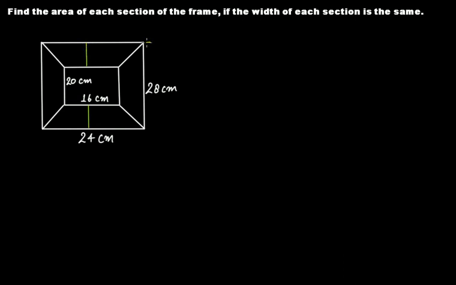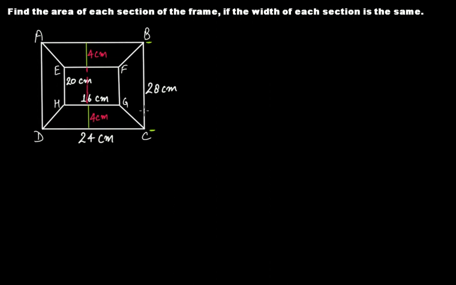Now, from here till here, the length is 28 centimeter. Now, if this length is 20 centimeter, then don't you think that this will be 4 centimeter and this will be 4 centimeter? Because 4 plus 20 plus 4 will be 28 centimeter. Let's name it: this is A, B, C, D, this is E, this is F, this is G, this is H.